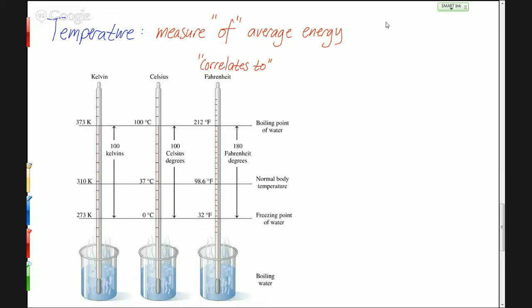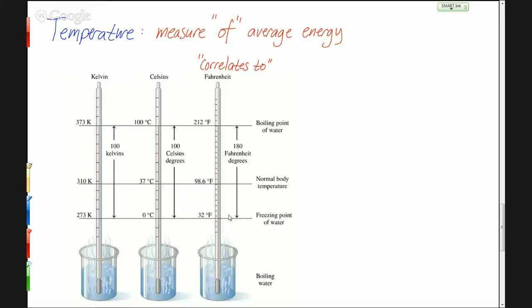One thing that's nice about this particular diagram is you see the levels of some landmarks. And I always think it's a good idea to keep some landmarks in your head on these different scales. Boiling point of water, 100 degrees C, 212 degrees Fahrenheit. Normal body temperature, 37 degrees C, 98.6 degrees Fahrenheit. And freezing point of water, 0 degrees C, 32 degrees F. If you know those, then when we start doing conversions, we'll have a sense of whether or not a measurement makes sense.